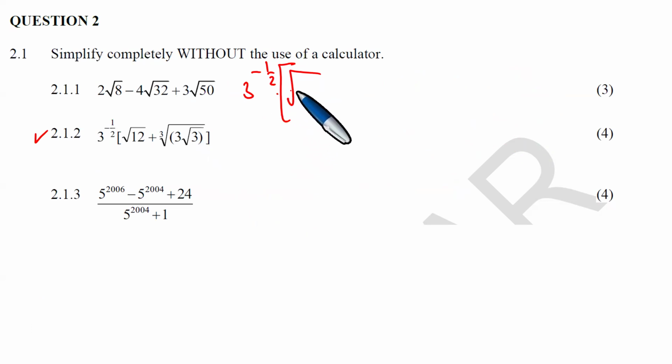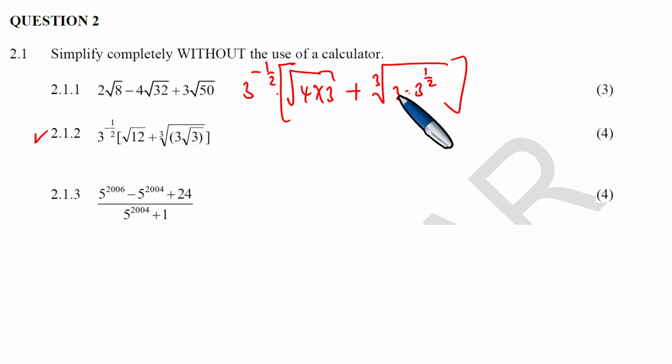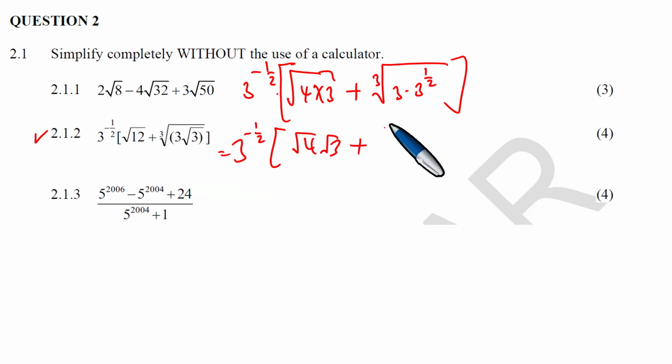and we have the open square bracket. The 12 is 4 by 3, and this one becomes the cube root of 3 times 3 to the 1/2. So this one here is the square root of 4, square root of 3. This one here you can write as 3 to the power 1 plus 1/2, which is 3 over 2. And this one is like a cube root, so the cube root is 1/3.